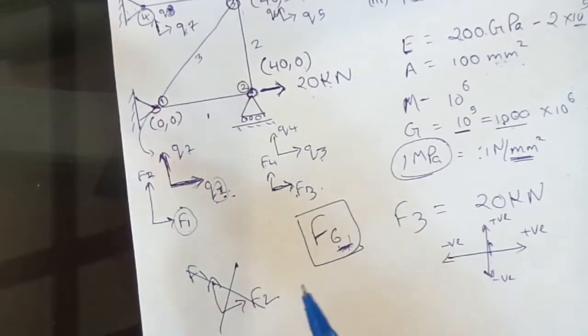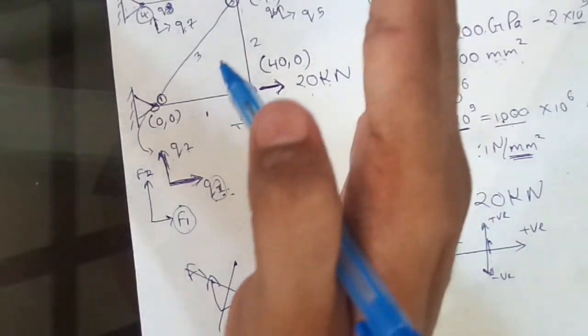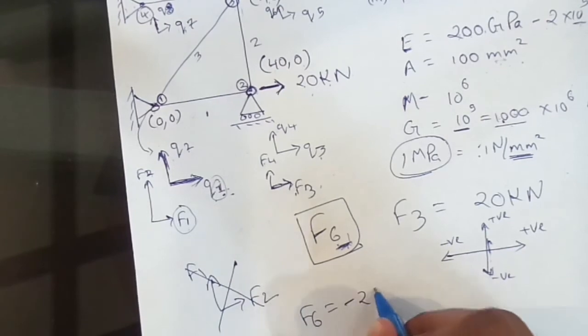And will it be positive or negative? So if it is upwards, it's positive. Downwards, it will be negative. So F6 is minus 25 kilonewton.